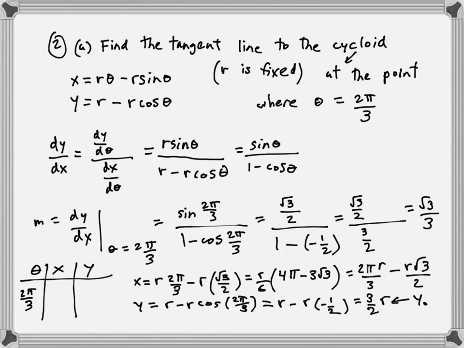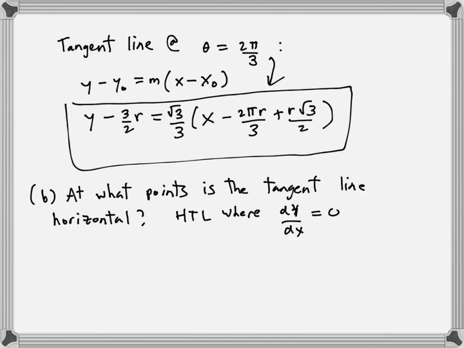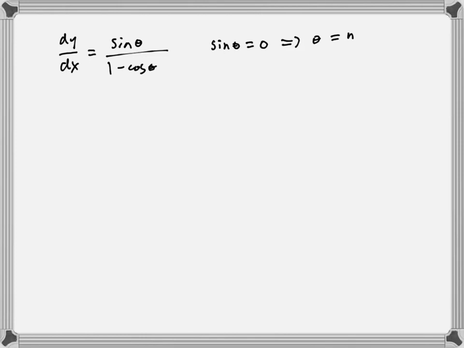Let's remember, we've got our dy/dx here. dy/dx is sine theta over 1 minus cosine theta. So where is sine theta equal to 0 and where is 1 minus cosine theta equal to 0, right? Because remember, dy/dx is equal to sine theta over 1 minus cosine theta. So sine theta is 0 precisely where theta is equal to any multiple of pi. So let me just say n pi, where n is an integer.